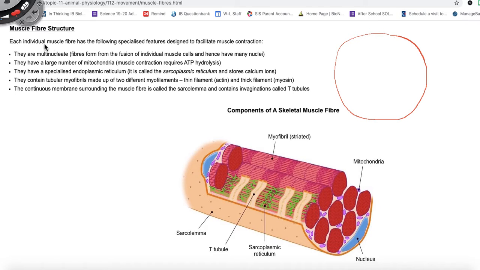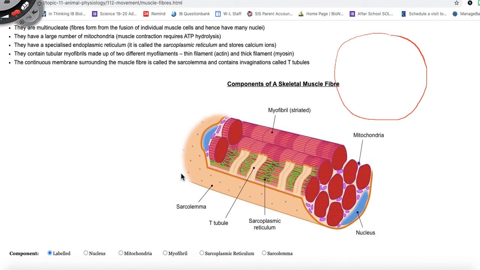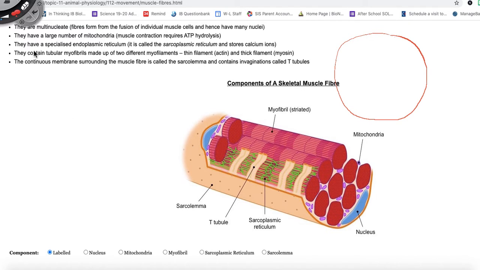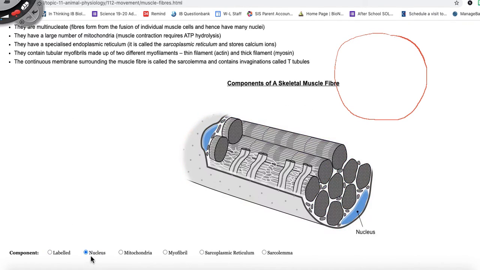So each individual muscle fiber has the following specialized structures that are going to allow for muscle contraction. So let's look at these structures one at a time. So remember I told you that they are multinucleated. So here we see a nucleus and here we see a nucleus. So the fibers, remember, form from the fusion of the individual muscle cells. So that's why you're able to see many nuclei. They also have a large number of mitochondria. So muscle contraction requires ATP, so it makes sense that there's a lot of mitochondria.